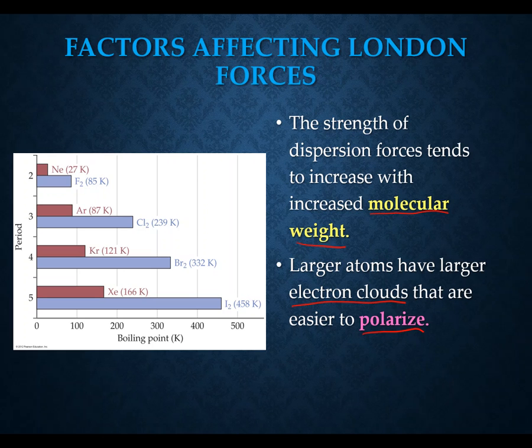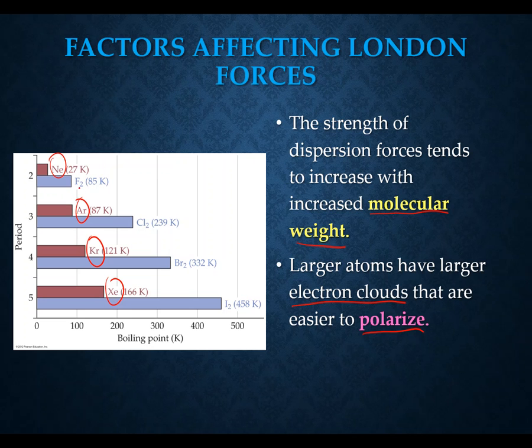So if you're looking here at the boiling points of the different noble gases on the chart, you can see those boiling points are pretty low. These are all in K. So remember, 27 is a little bit above absolute zero. That's really, really a low boiling point.